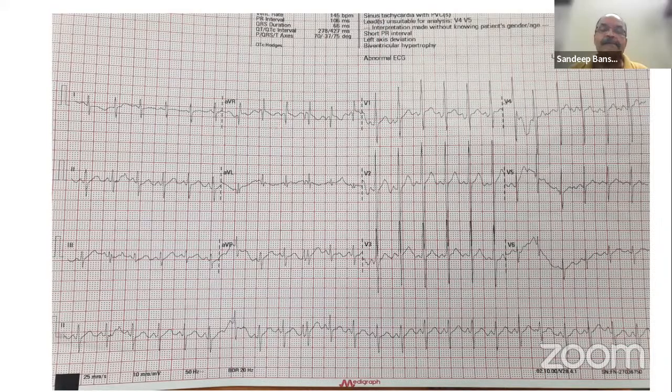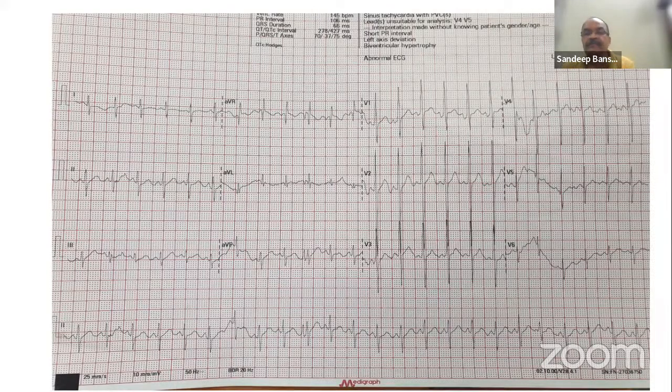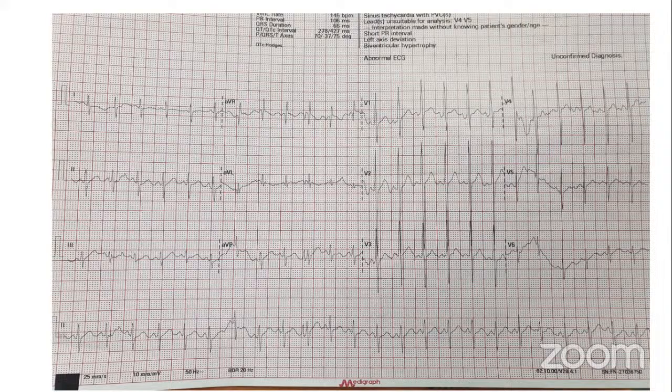Yes. Right. What does it signify? Biventricular hypertrophy. Hypertrophy or volume overload? Hypertrophy, sir. So what is the volume overload finding on ECG? Q waves in lateral leads V4, V5, V6, along with tall R waves and tall T waves. Okay. Next, X-ray.